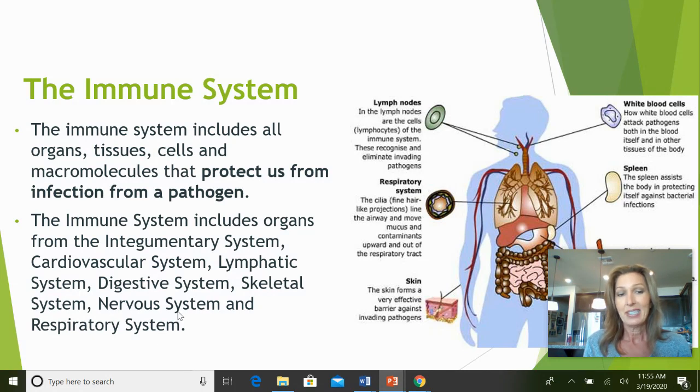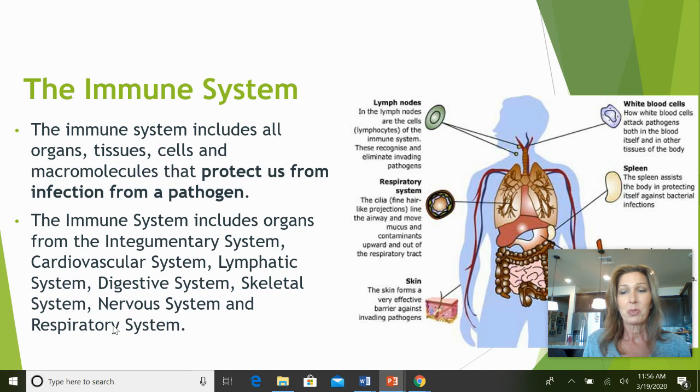Now, your nervous system actually has to be responding to some different chemical signals in order to help generate increased body heat. One of the responses we have is fever to infection. And so it's your nervous system that has to send some of these signals in order to elevate your body temperature as well.